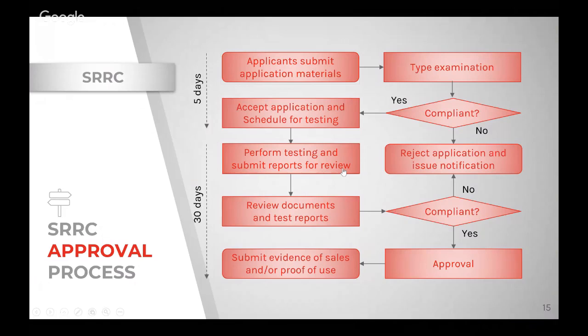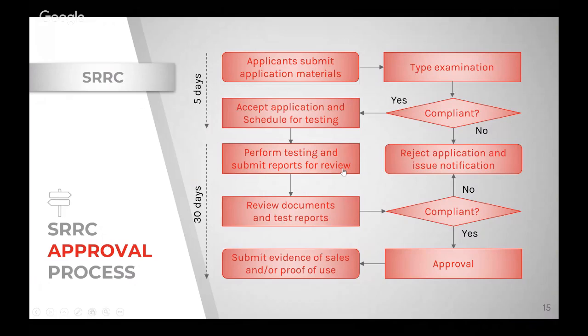Otherwise, it'll be declined, and a formal notice will be issued to explain the reasoning for why it was declined. So, for example, if you submit an application and there's a family grouping, they'll tell you family grouping is not allowed, and each model will need its own SRC radio type approval. But if it's accepted, it will move on to testing.